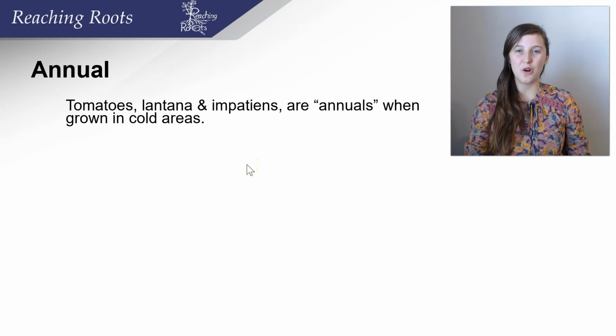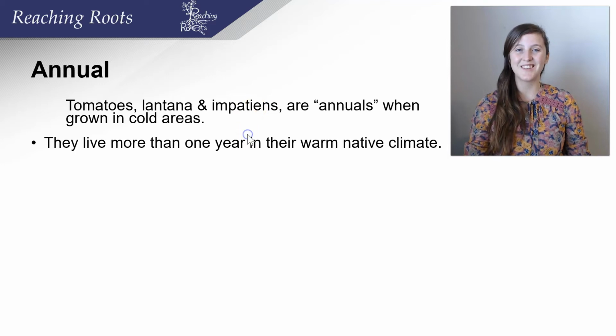Some plants are grown as annuals even though they could actually live for longer. But because they're not adapted to growing in a cold area, cold regions grow these plants as if they are annuals. Some examples are lantana, impatiens, and tomatoes. If they were grown in a warm climate, they would live for more than 1 year.